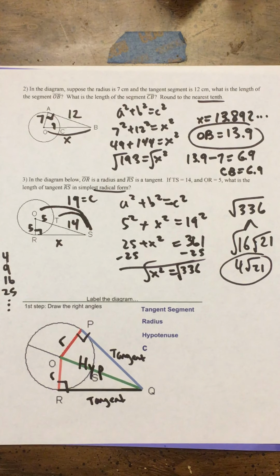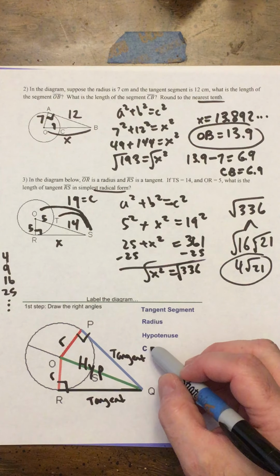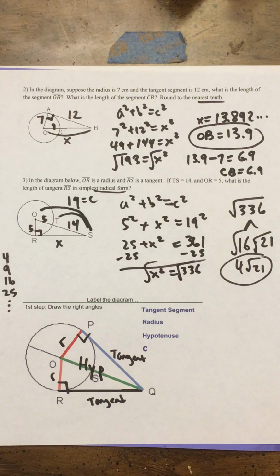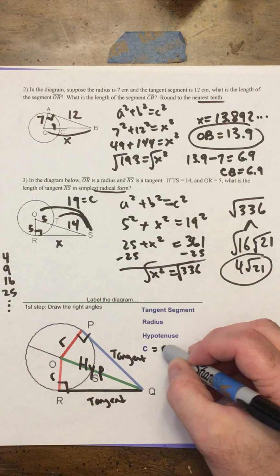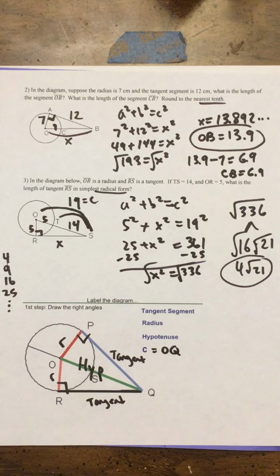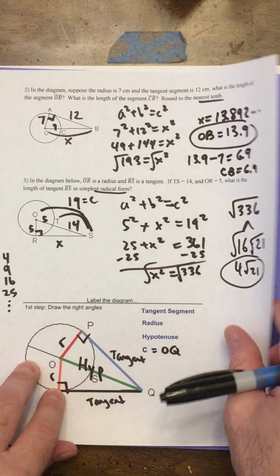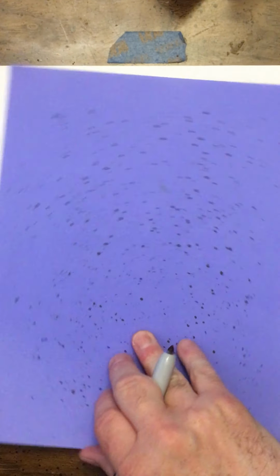Just keep that in mind. So C is going to be OQ. So O to Q is going to be your hypotenuse in this scenario. So it's really the same thing. It's just now there's a double triangle there. All right, let's try some problems with that.